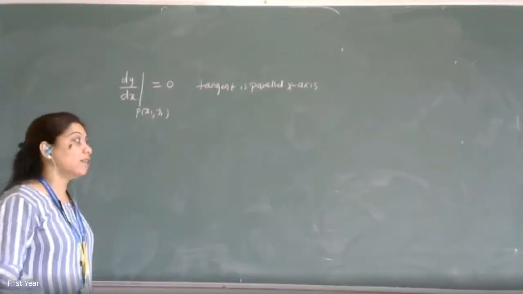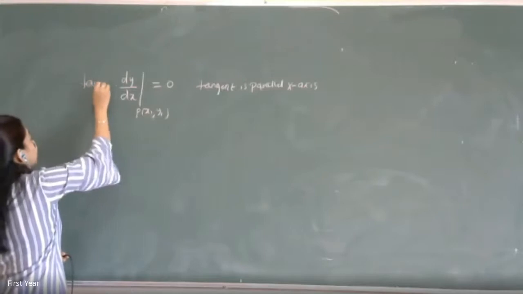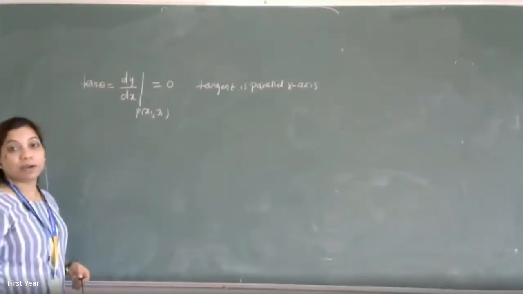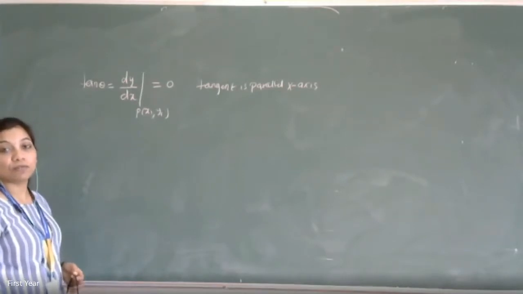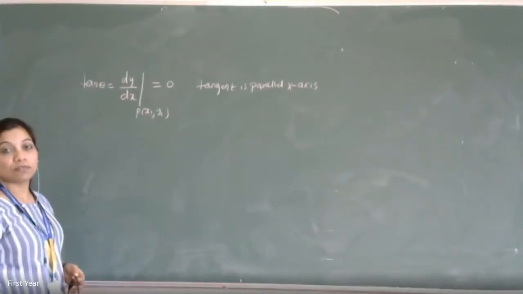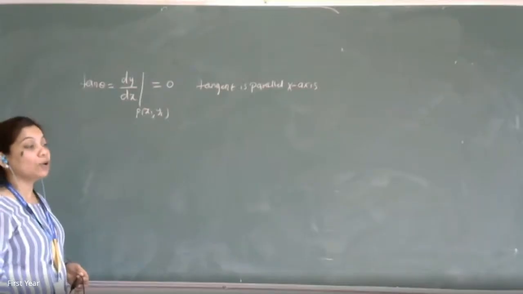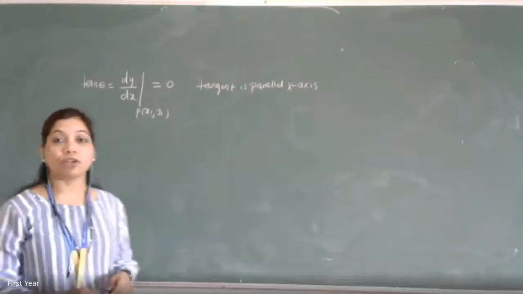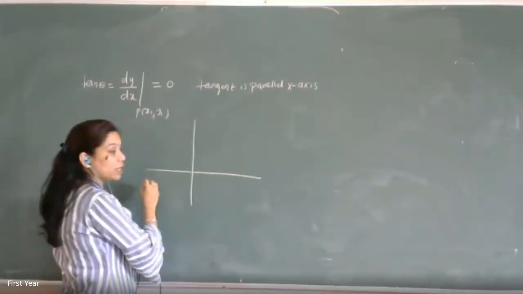We have done this yesterday. Tan theta is nothing but dy by dx, na? Slope of the curve is given by tan theta. That is 0, which means theta is 0. What do I mean by theta is 0? The slope of the tangent with the positive x-axis is 0.